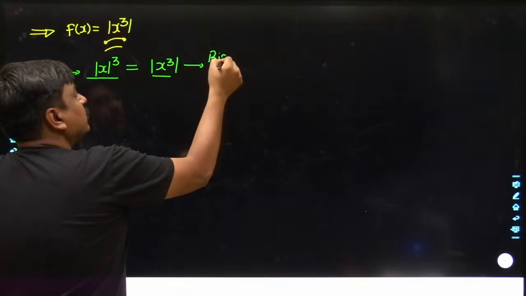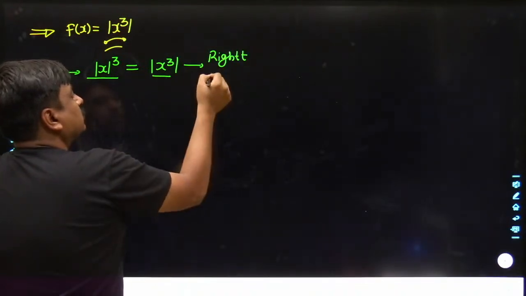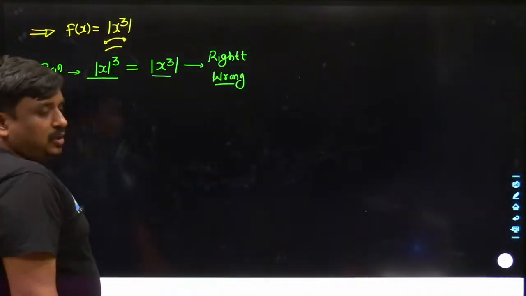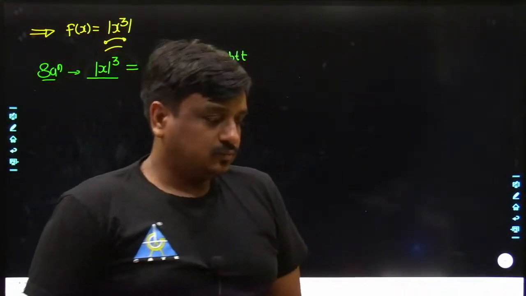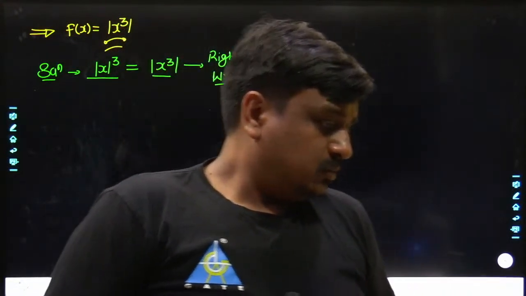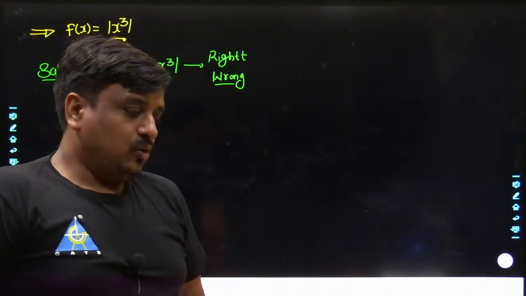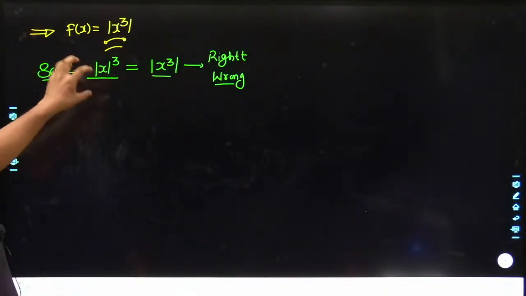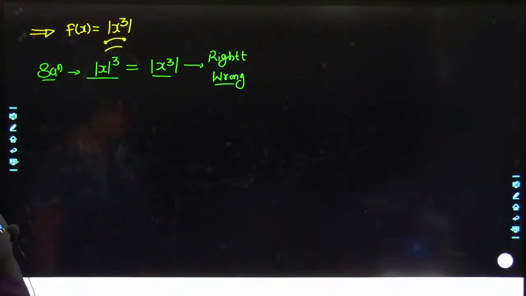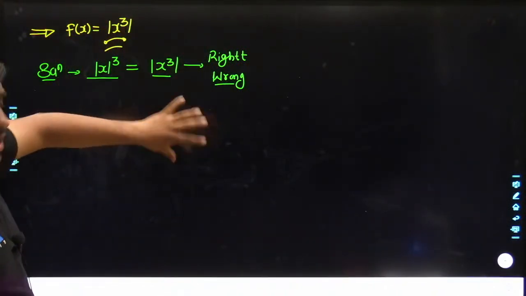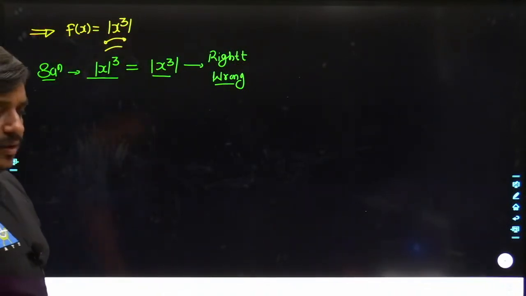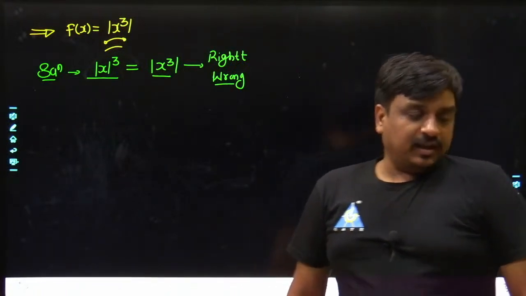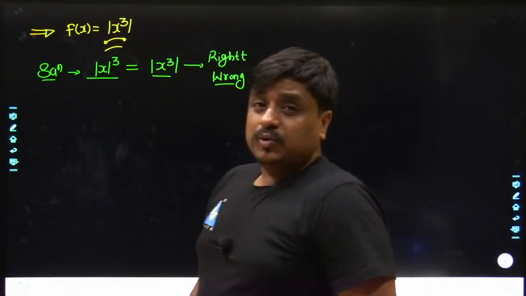So just write it over live chat. No, continuity and differentiability, leave everything about that. First focus on mod of x cube as well as mod of x cube, whether they would be two different graphs or whether they would have the same graph. Manju says, no sir, they would be different. Anyone else?